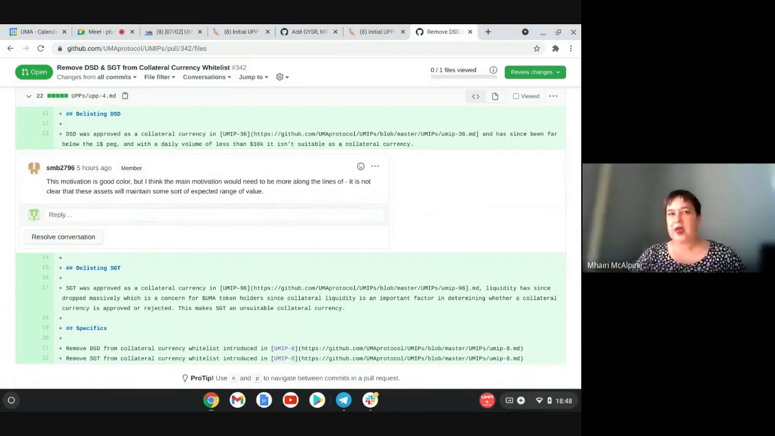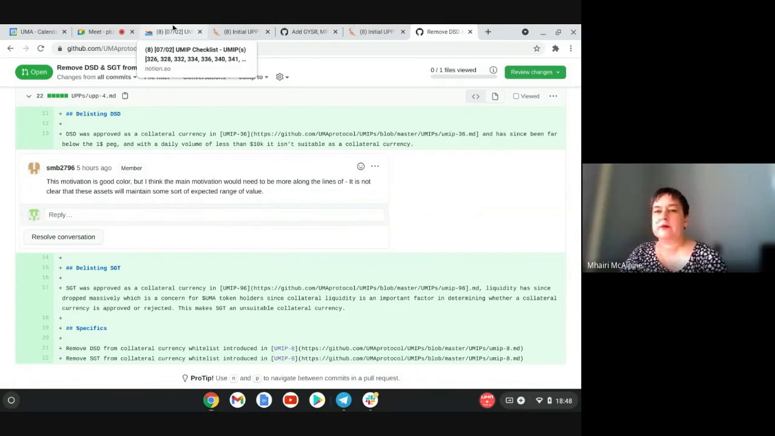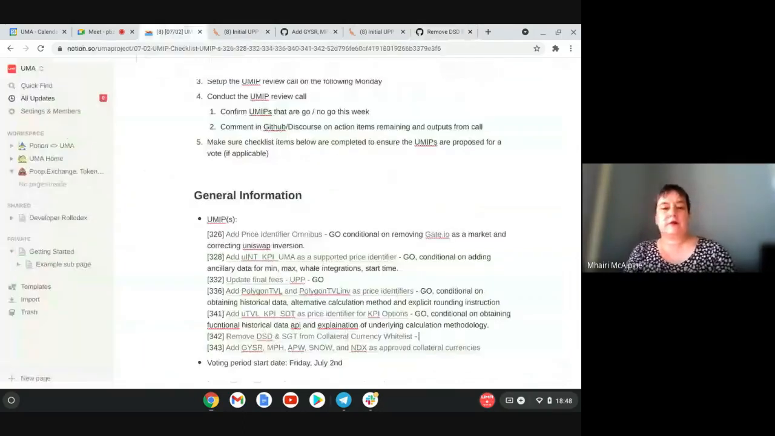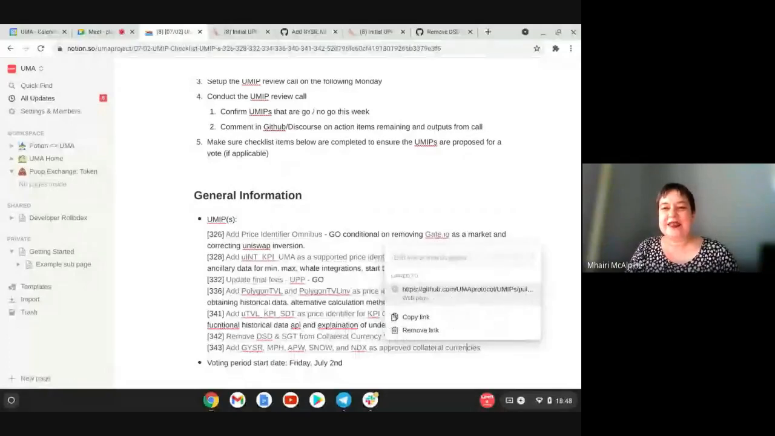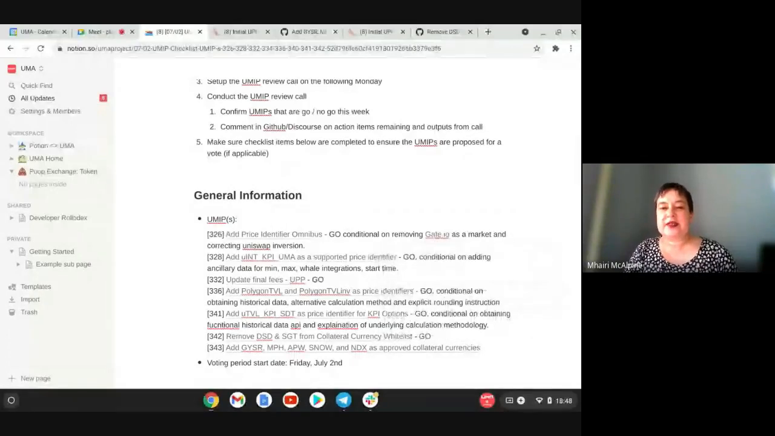Are we happy to go forward with this one? I don't hear any objections, so I'll assume that silence is assent. And the last one is to add GYSR, MPH, APY, APW, SNOW, and NDX as approved collateral currencies.